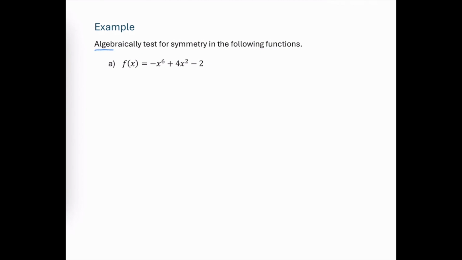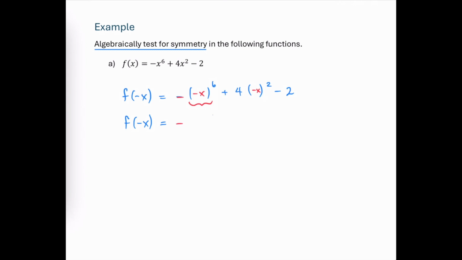We're asked to algebraically test for symmetry, which means that we want to use the test where we plug negative x into the function. So since we're plugging something in for x, we're going to open up holes for those x variables. That's negative x to the 6th power, plus 4 times negative x squared, minus 2. And into those variable spots, we're going to plug negative x in. Now we simplify. Order of operations says that we need to deal with this exponent first, so we'll have to wait on this negative, just bringing it down.